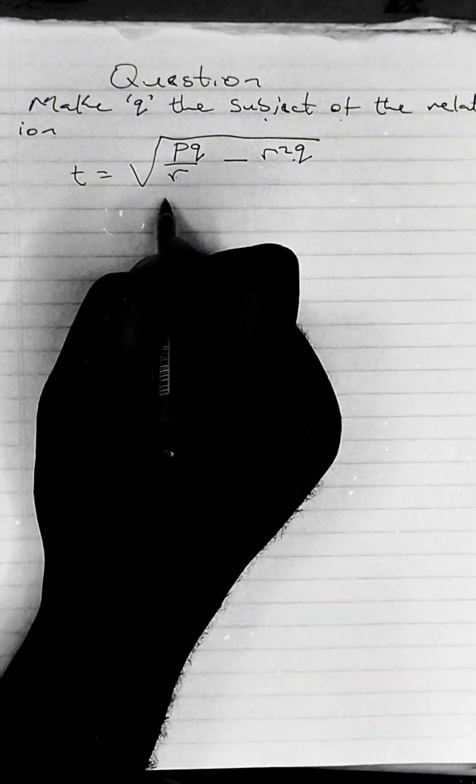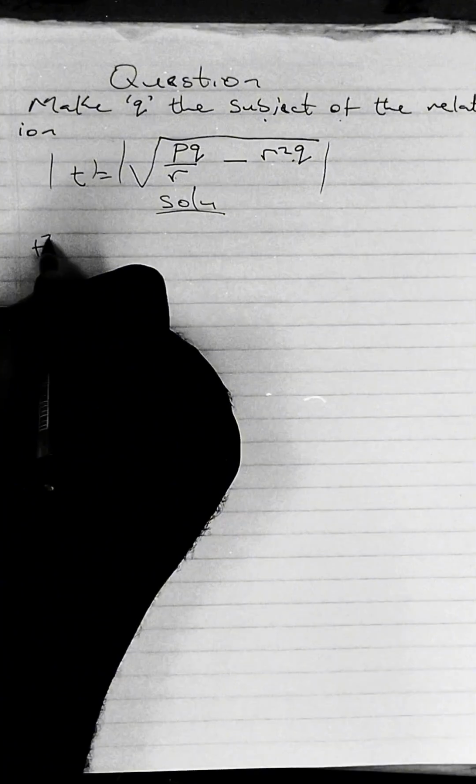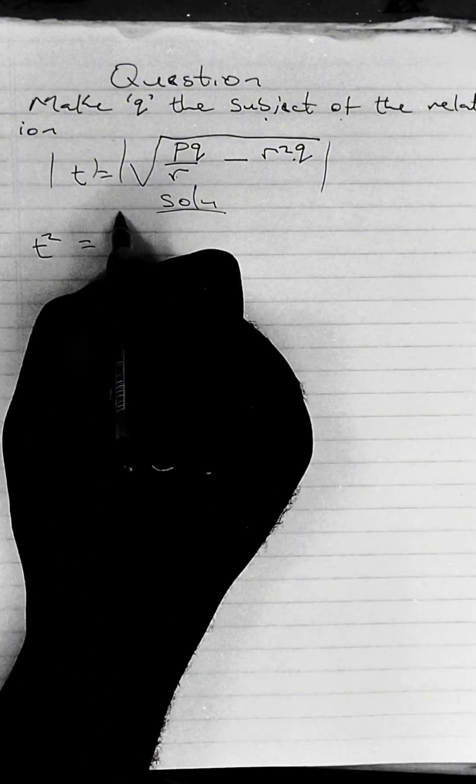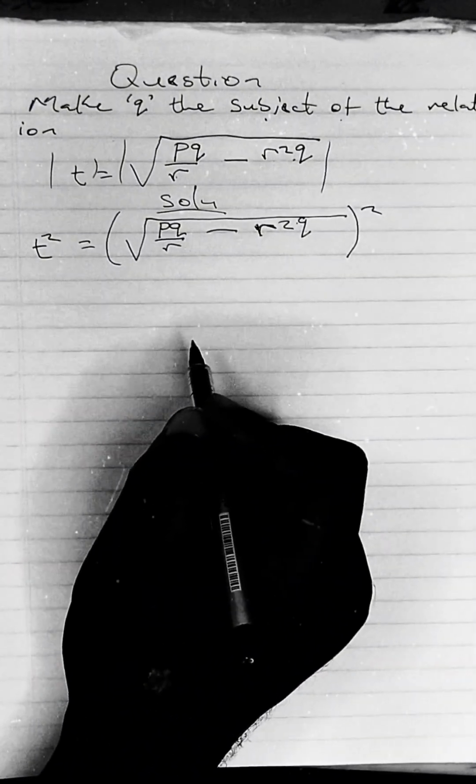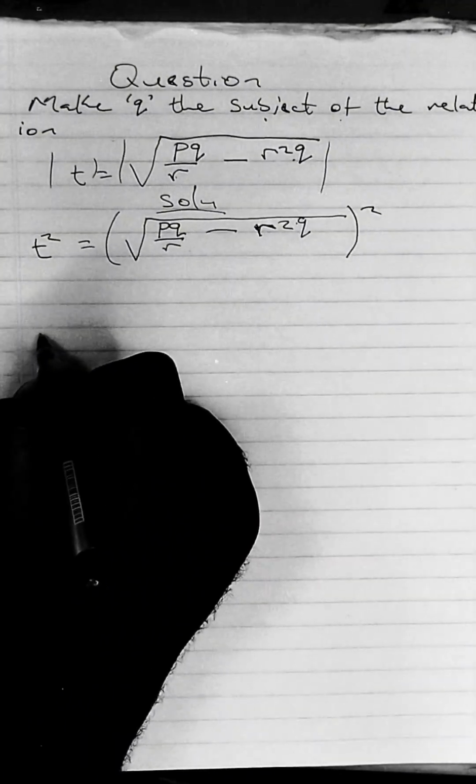Okay, so first you get out your solution. The first thing you do is to square both sides. You square both sides, you'll be having what? T squared equals open bracket square root of PQ over R minus R squared Q, close bracket, you square it.